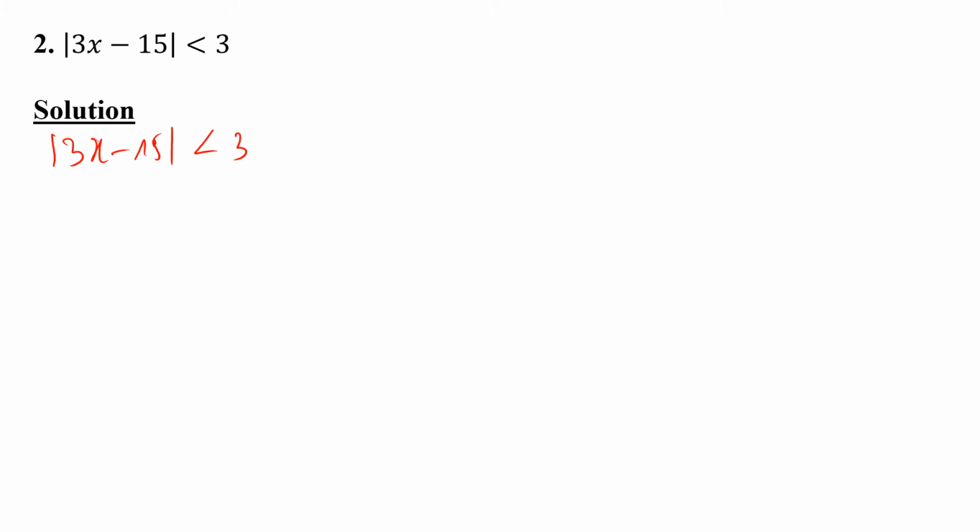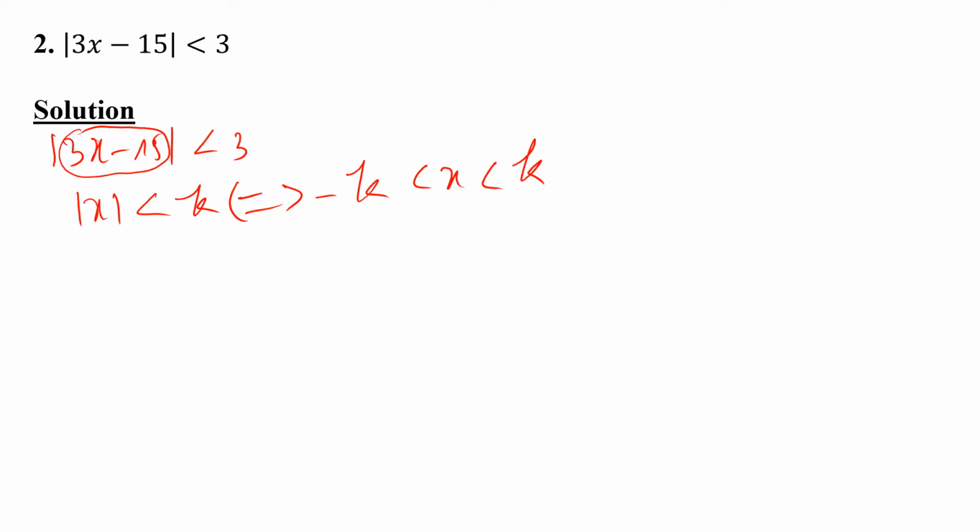Still we are on case Roman 1. Just so we know that the absolute value of x less than k is equivalent to negative k less than x less than k. Now, in our example here, k is equal to 3. Then we need to replace x by 3x minus 15.